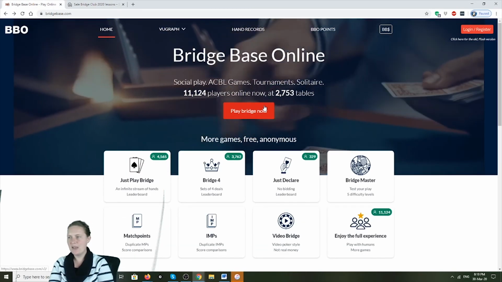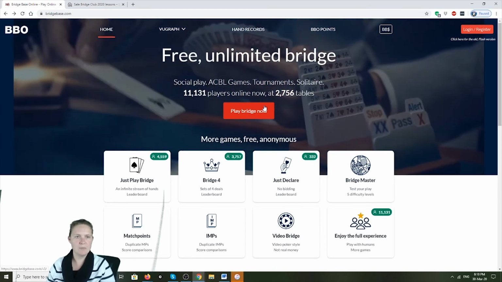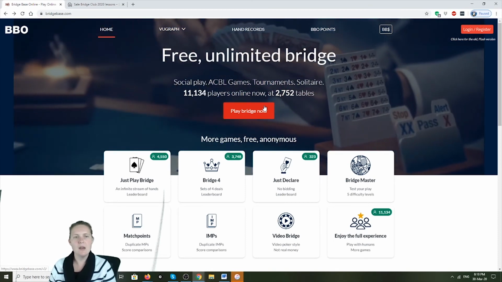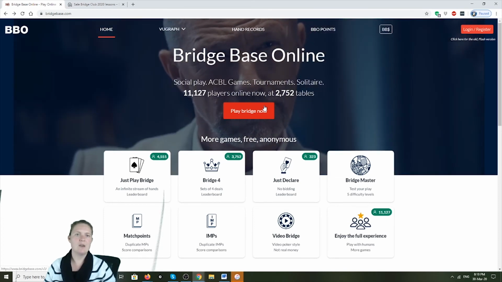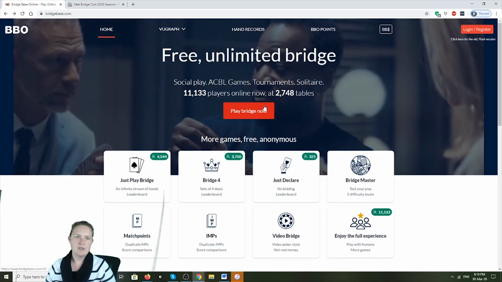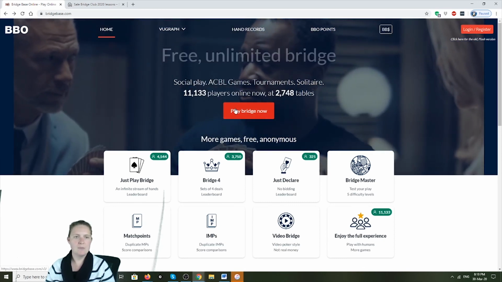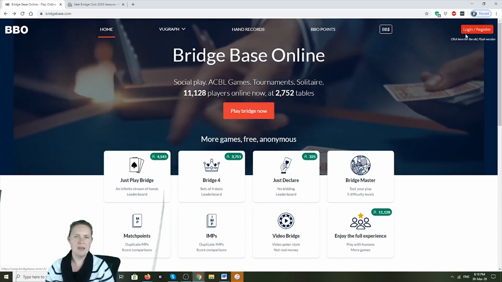If you're still hanging around, what we're going to do is we're going to go a bit further into the Bridgebase Online website, and I'm going to teach you a bit more about the functionality once you sign up as a member. Now, it is a little bit confusing because you've got this big red Play Bridge Now button, and you've also got this little login register button up the top here.